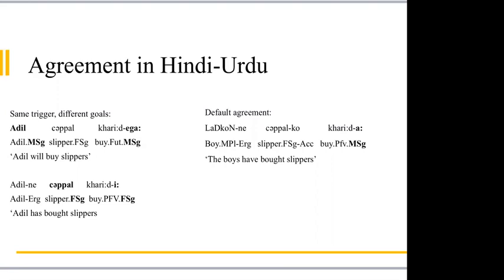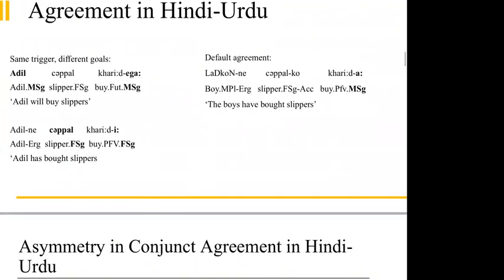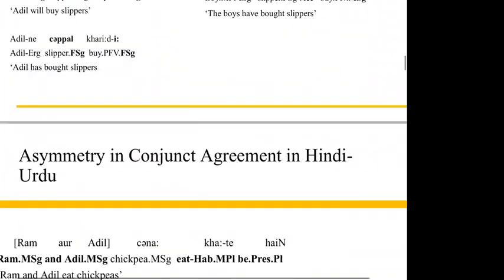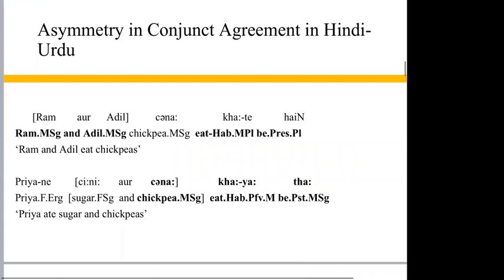And then Hindi Urdu also has this default agreement. Larko ne chappal ko kharida. So the kharida is not actually agreeing with anything that precedes it. Okay. So when you include conjunctions in the mix, the story gets a little more weird. So when there is subject agreement, Ram or Adil, chana khate hain. Ram and Adil eat chickpeas.